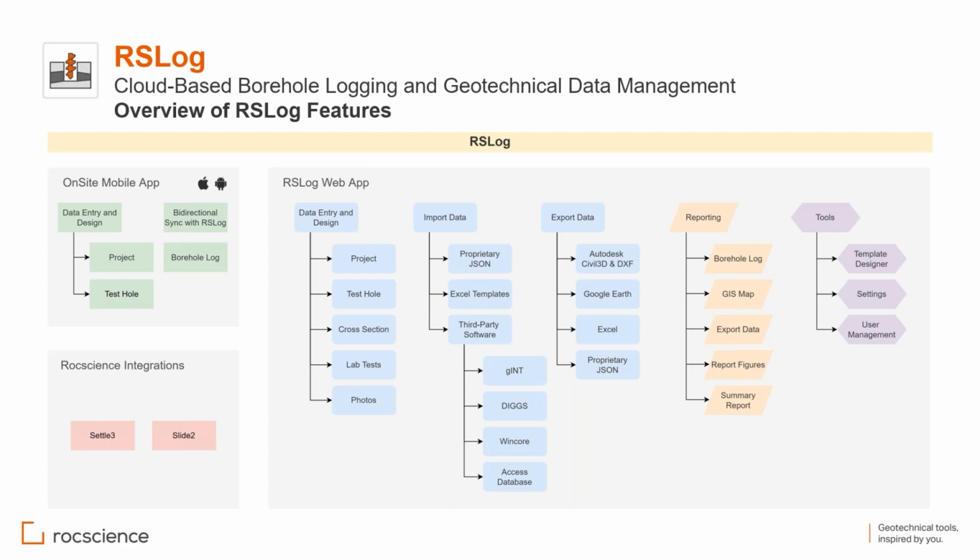Okay, so an overview of RSLog features. First thing is that we have an iOS and Android app called OnSite that you can use for data entry during site investigation. It works on iOS, it works on Android, and it works online and offline. We are going to add a bunch of more features, including handling photos, in the next couple of months. So if you've used the first version of OnSite, please make sure you come back and see the new version.